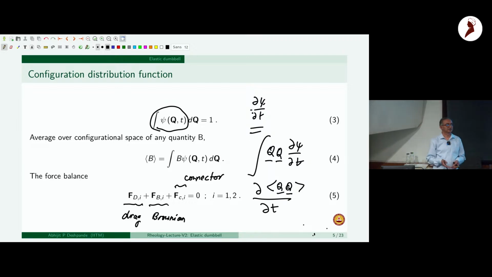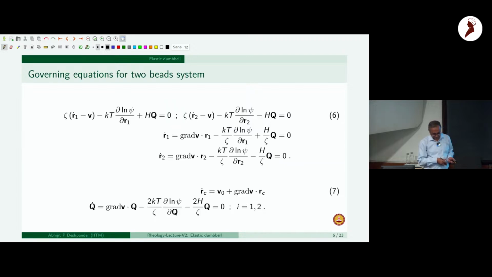We are looking at the limit where there is no inertia, and therefore the sum of these three forces is equal to 0. And so when you write down the summation of these forces, this is actually the drag, and then this is the Brownian force, which is related to the distribution function, and this is the connector force. Right, so this is basically the force balance written for the first bead and the second bead.